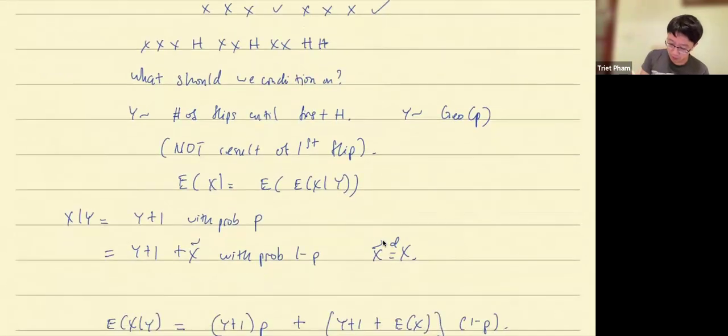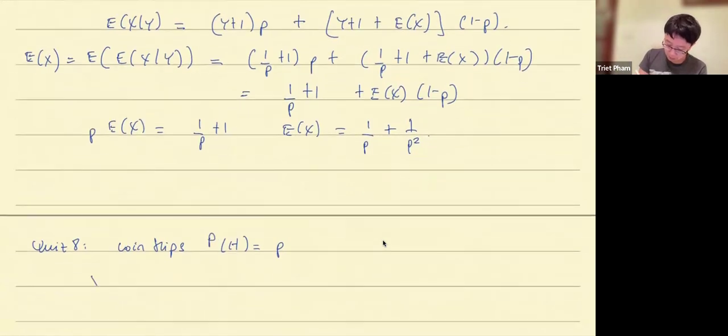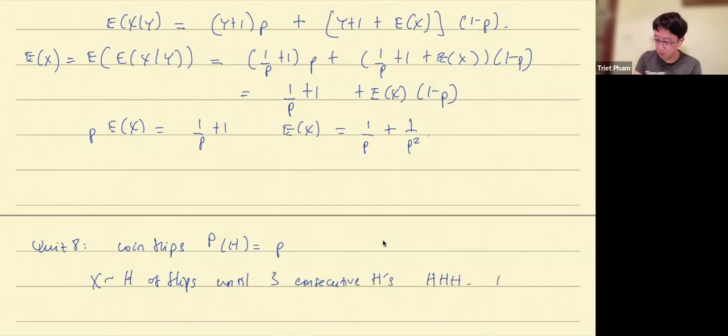Let's try one more time. This is quiz 8. Let x be the, so you still have a coin flip, probability of head is p. Let x be the number of flips until you get 3 consecutive heads. Okay, you can say heads if you want. Find expectation of x.